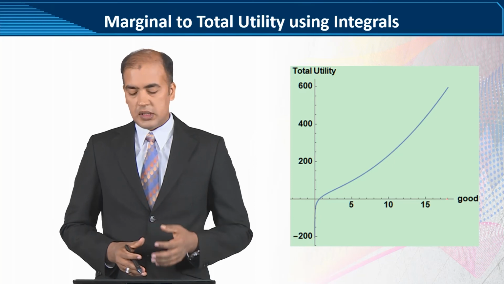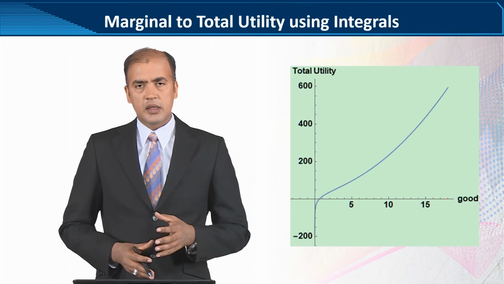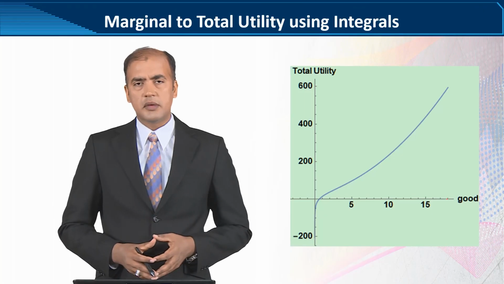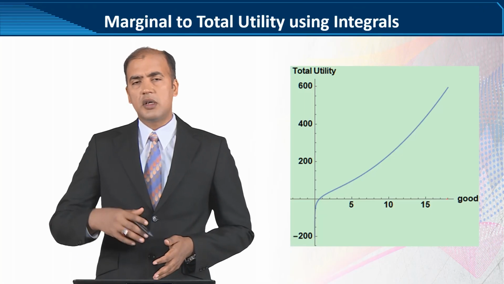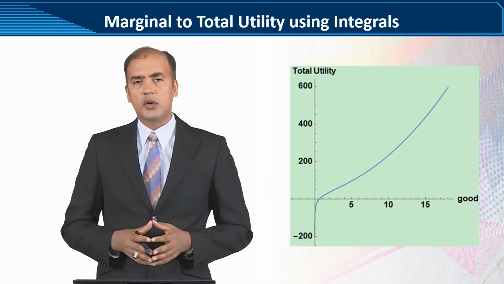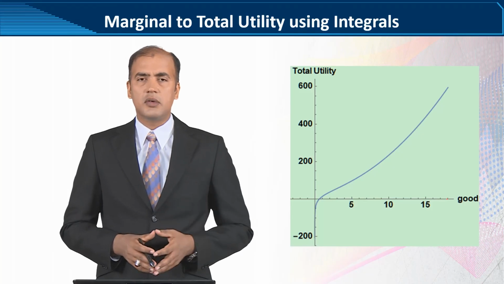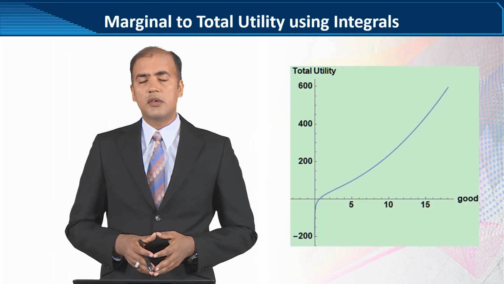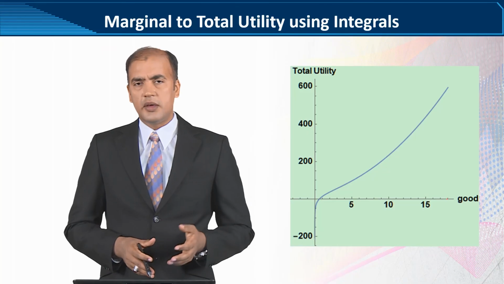And here you can see the graph appears something like this. It's a positively sloped curve. And definitely over time it will come down, because if the successive units of the good are used, as the total utility function normally behaves.